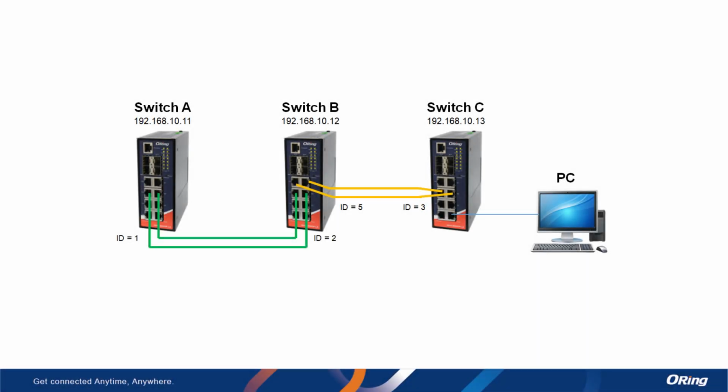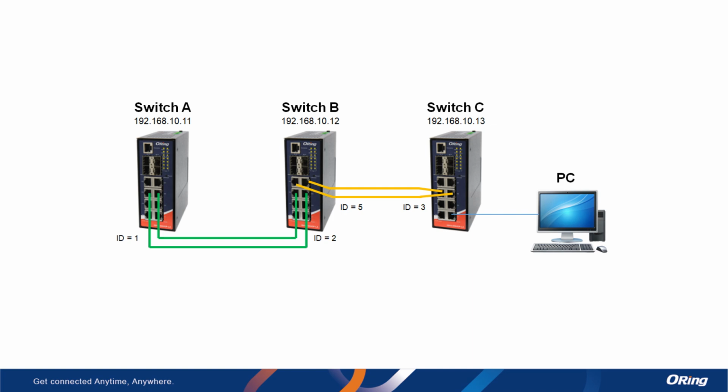Here's the O-ring port aggregation topology we want to build. Switch A port 5 plus port 6 with aggregation ID 1, connected to Switch B, port 5 plus port 6 with aggregation ID 2. Switch B port 7 plus port 8 with aggregation ID 5, connected to Switch C port 5 plus port 6 with aggregation ID equals 3.